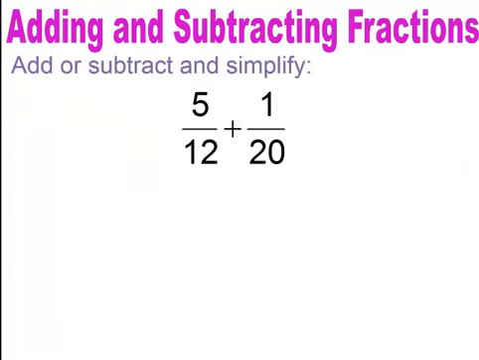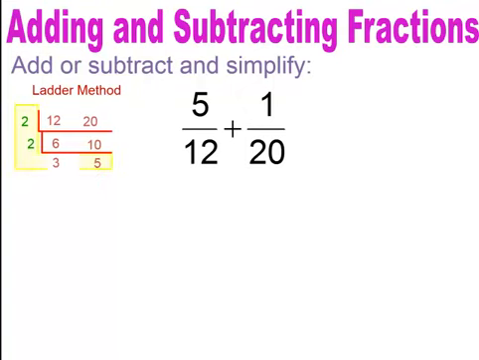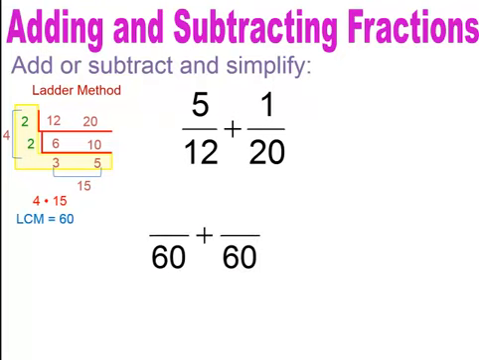Pause and try. I'm using the ladder method here to find my least common multiple, and in this case I have 12 and 20. I divide 2 out of each, I get 6 and 10. I'm doing 2 again, I get 3 and 5. Now I have no more common factors. I multiply the sides together, the bottom together, and then I multiply the 4 times the 15, and my least common multiple here will be 60.